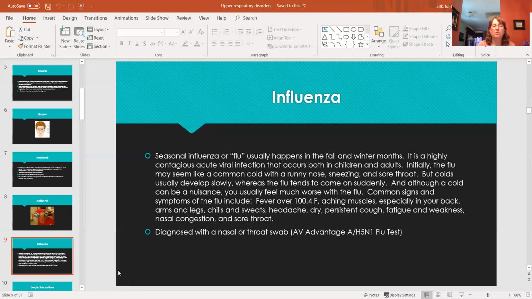Common signs and symptoms of the flu would be a fever over 100.4, aching muscles, especially in your back, arms, and legs, chills and sweats, headache, dry, persistent cough, fatigue and weakness, nasal congestion, and sore throat. Usually the flu is going to be diagnosed with a nasal or throat swab.